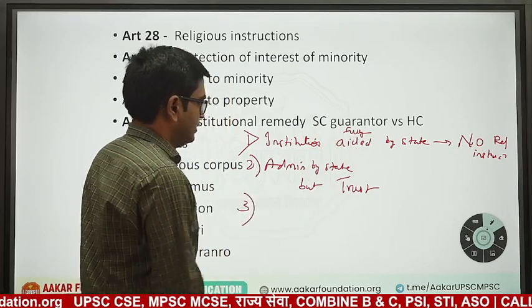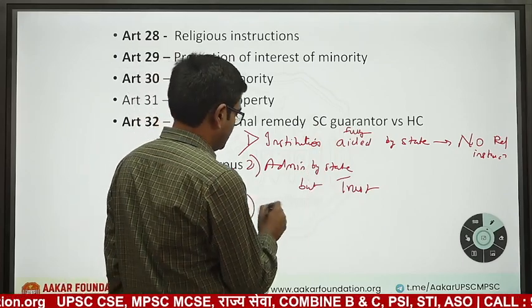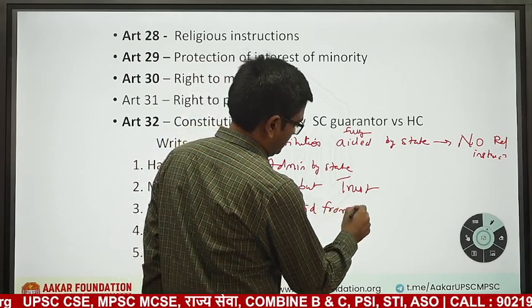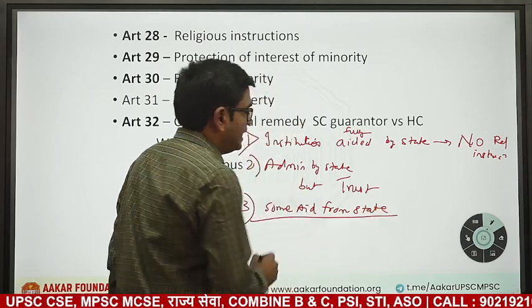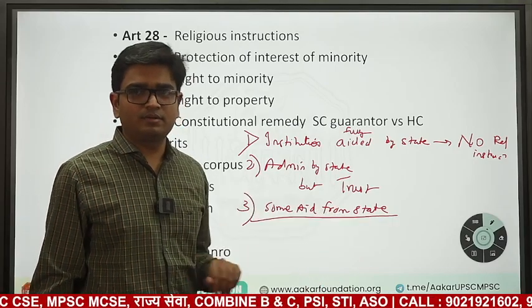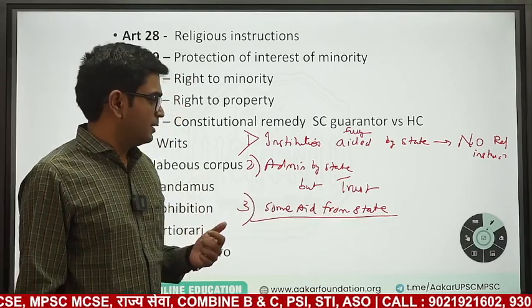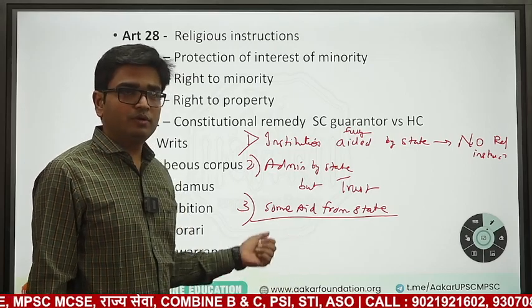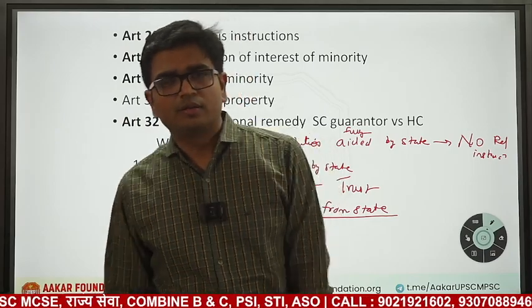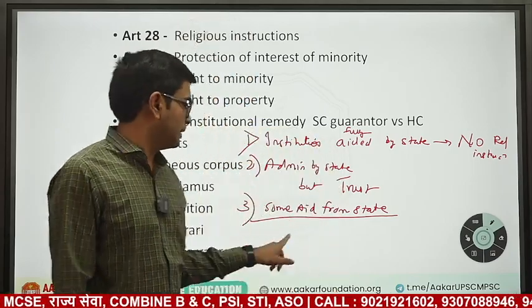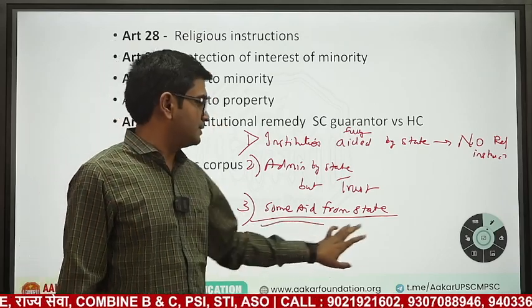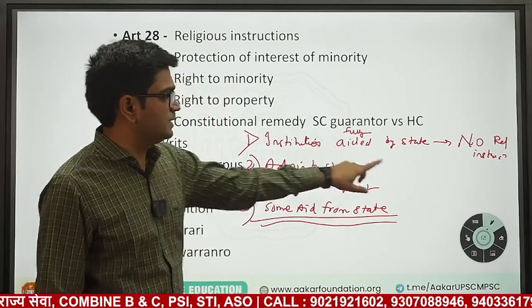Third, if it is recognized by the state and there is some aid from the state to that institution, then it is not compulsory. You can give religious instructions in such cases, but it is not compulsory to sit in that religious instruction. You should give your assent to it, or if you are not an adult, then your guardian should give assent. So compulsory sitting in religious instruction class is not required if there is some kind of aid from the state. If it is fully aided by the state, no religious instruction can be given.